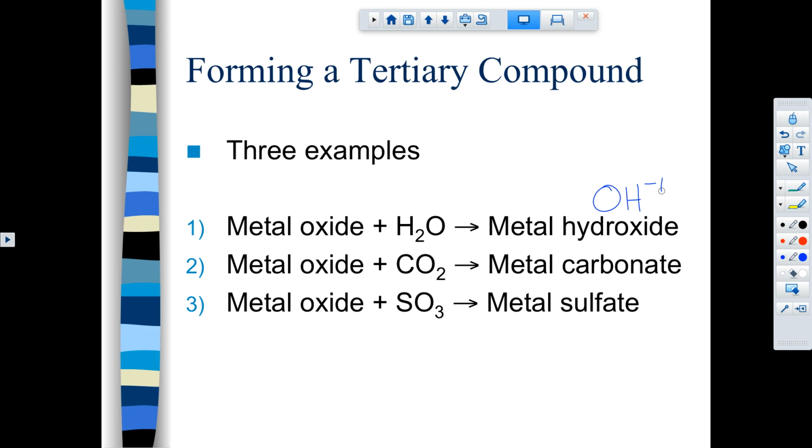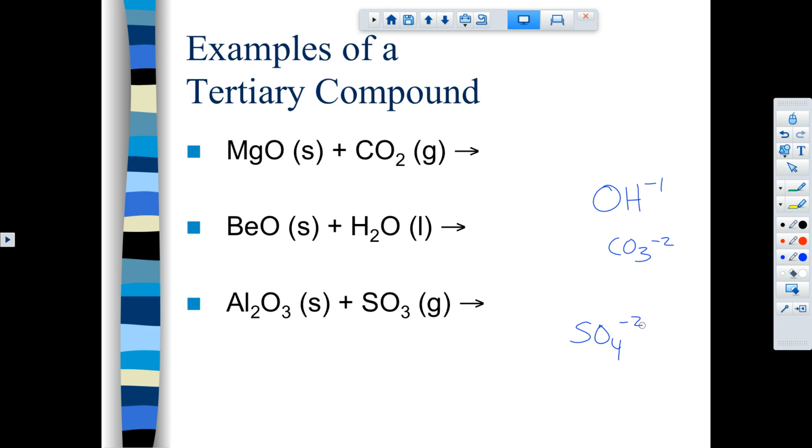The next one, CO2, carbonate. Well, let's see, that's CO3. And hopefully you remember it's a -2 charge. So CO2, CO3, very similar. And then sulfate is SO4 with a -2 charge. So SO3 to SO4, pretty similar there. Okay, so three examples where you could see this. I'll just give you the three and you try them.